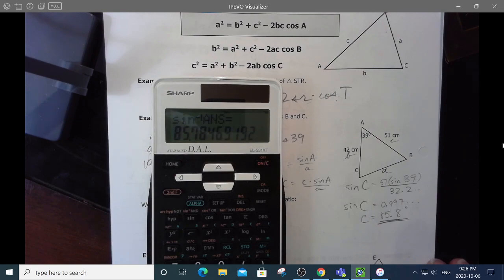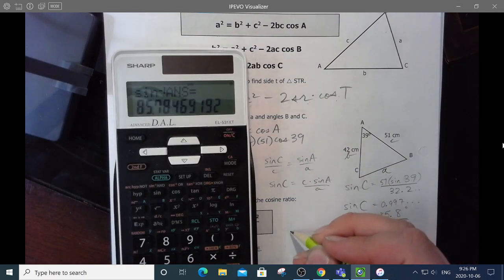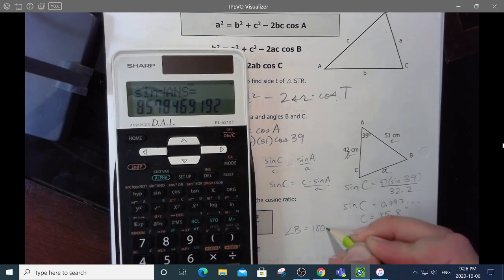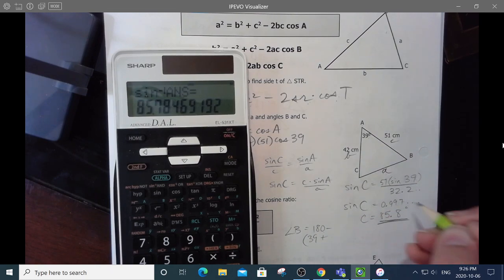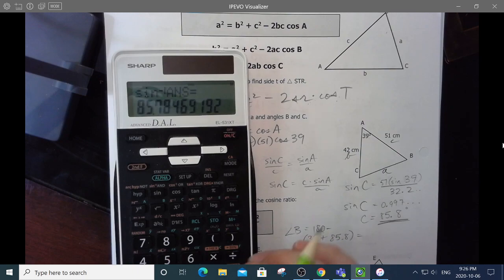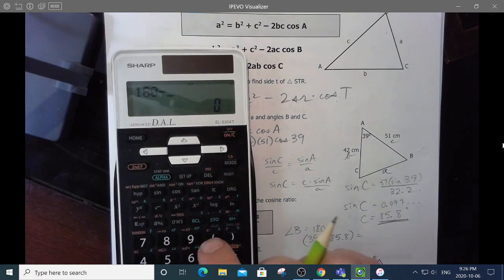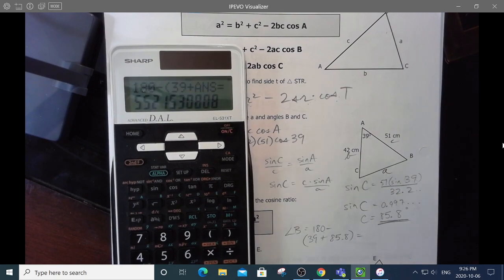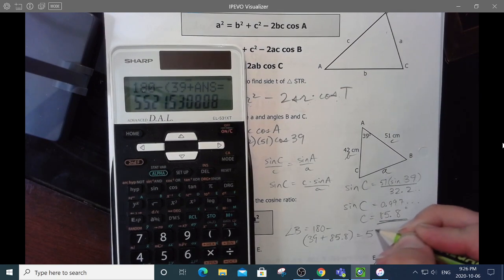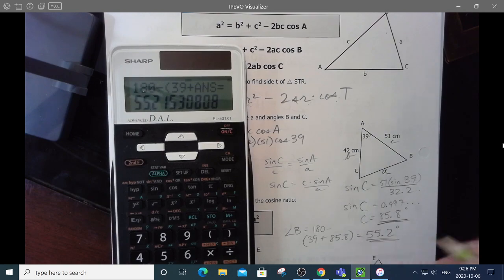How about we just use the 180 trick now that I know two of the angles? Sounds good to me. Let's use 180 and go home. Angle B is going to be 180 degrees minus, and the first angle I knew was 39. The next angle I just found out was 85.8, and that is equal to, so let's see, 180 minus, open a bracket, 39 plus the answer I just got, bada boom, 55.2 degrees. There we go.